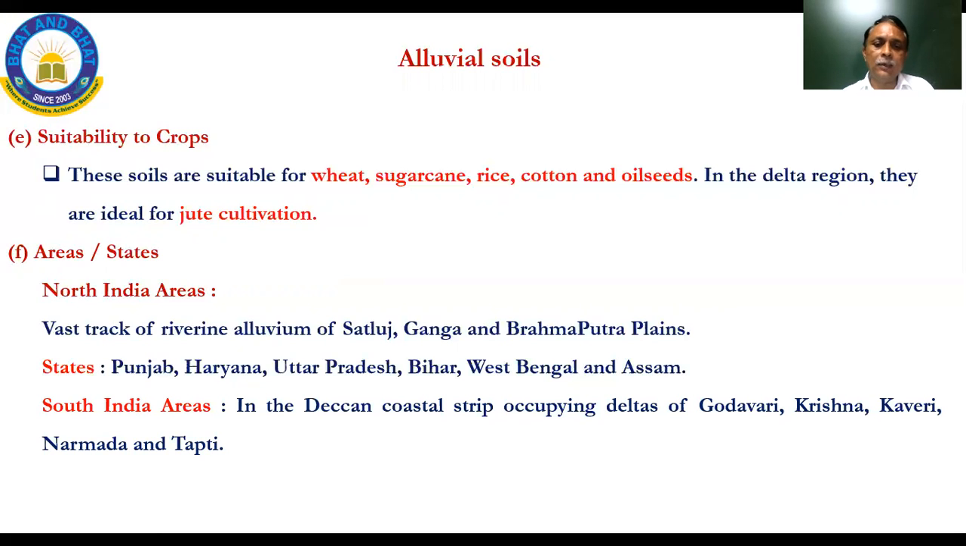In the Deccan coastal strip, again it is in the southern part of the country. It is there only in the coastal strips. The entire coastal strip, you can clearly see, in the Deccan coastal strip occupying deltas of Godavari, Krishna, Kaveri, Narmada and Tapti.